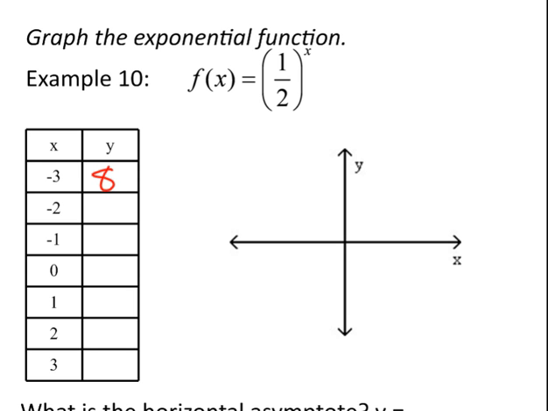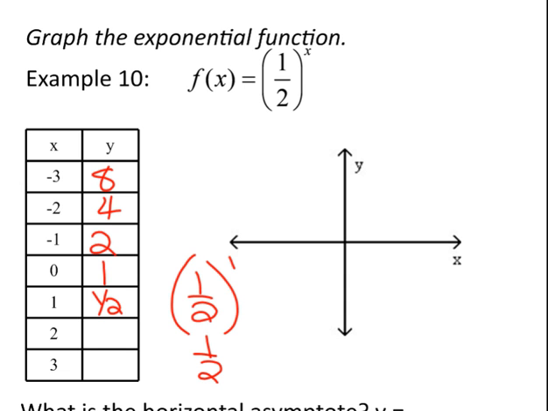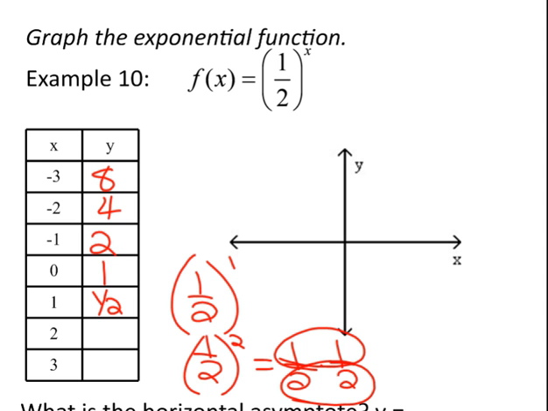In the same way, if I plug in -2, I get 4, then 2, and anything to the 0 power is 1. If I plug in 1, I have 1/2 to the 1st power, which is 1/2. If I plug in 2, that's 1/2 squared, or 1/2 times 1/2. Remember, when you multiply fractions, you multiply the tops, you multiply the bottoms. 1 times 1 is 1, and 2 times 2 is 4. 1/2 to the 3rd power is going to be 1/8.